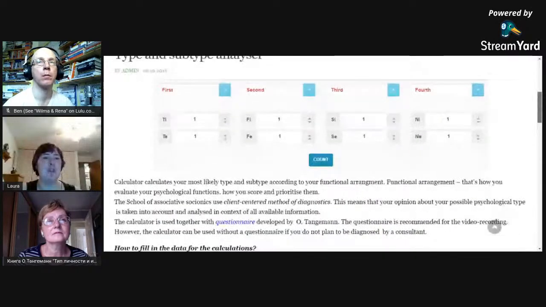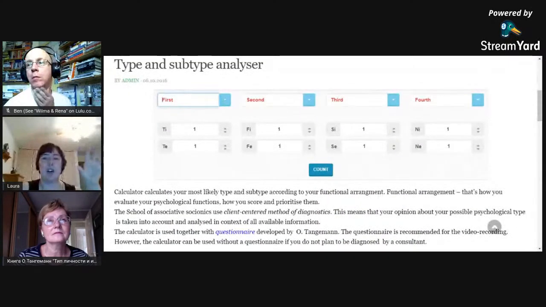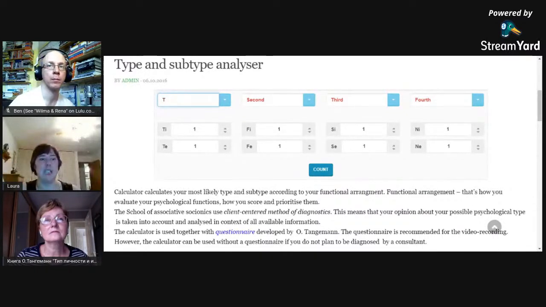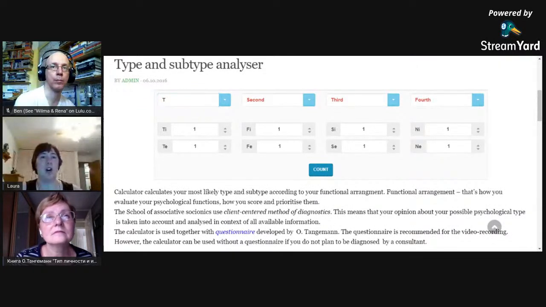So when I did this, first at the top, you're just looking at the letters themselves, not broken down into the functions. So how good are you at logic overall? How good are you at ethics? How good are you at sensing? How good are you at intuition? For the top part here, you rank them from strongest to weakest. So I put that logic, or T, was my strongest. Feeling, or ethics, was my second. Intuition was third, and sensing was fourth.